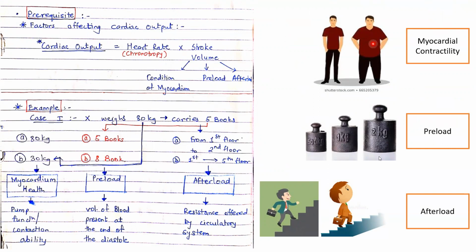Now what is afterload? To understand it, here is an example. There are two people who are going to lift various weights. If I tell this person to lift 2 kg and this person to lift 2 kg, for whom do you think it is easier? For this person, maybe, right? Because his inherent weight is more, so he will be able to lift this weight nicely, with less effort. This thinner person may require more effort. So this denotes your myocardial contractility.